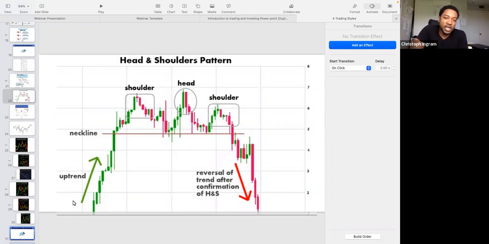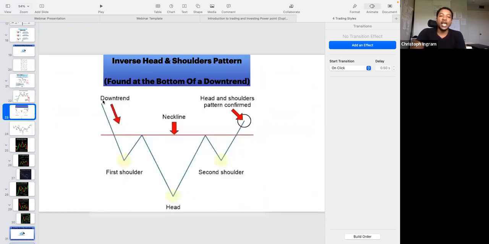So it's like this: shoulder, head, shoulder, break support, neckline, you get confirmation of follow through, right? Inverse head and shoulders, same thing, downtrend. Lower low, lower high, lower low, create the head, create a high, then a low to break this diagonal resistance right here, right? So this is when you break the resistance, this is where you get follow through. This is how the inverse head and shoulders pattern looks.